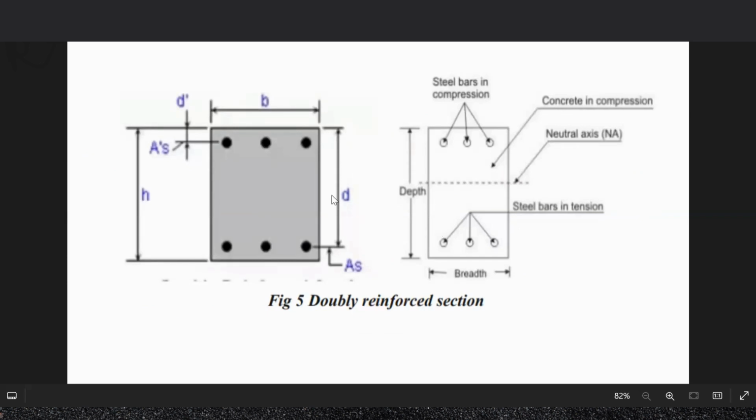Okay. So in today's session, we have elaborately discussed the chapter on beam. I hope this was helpful for you.